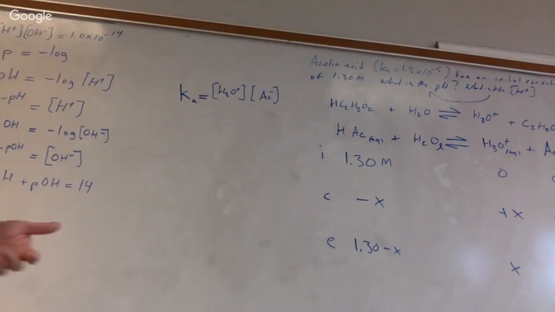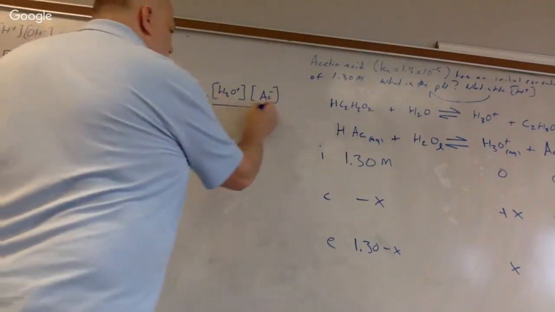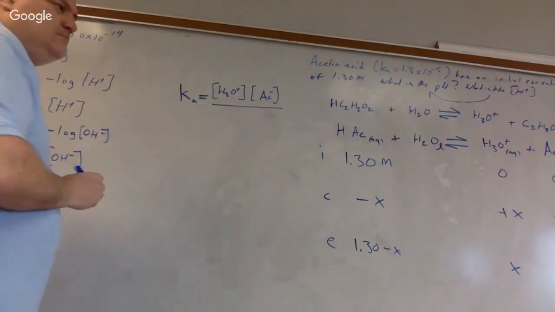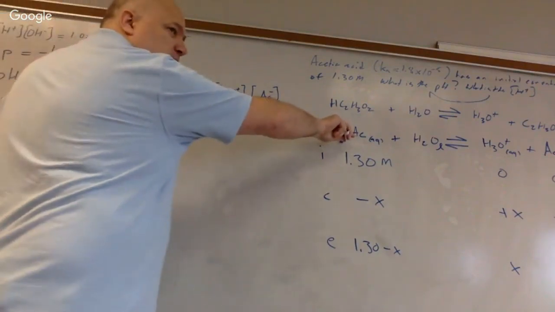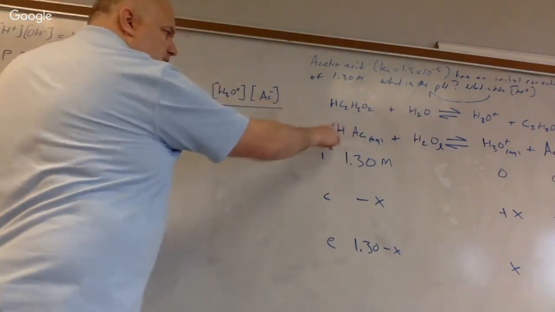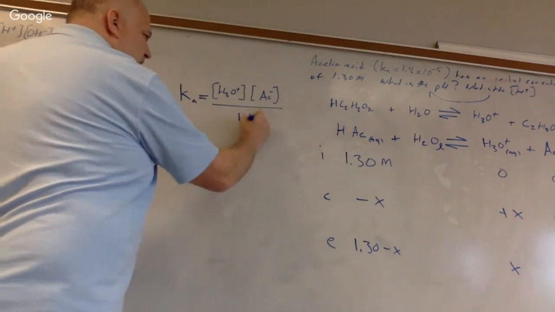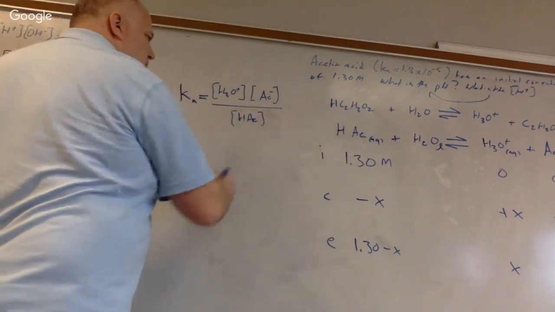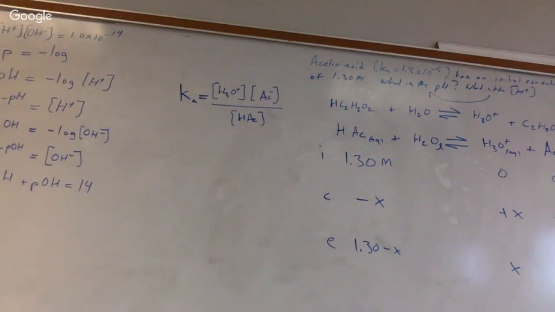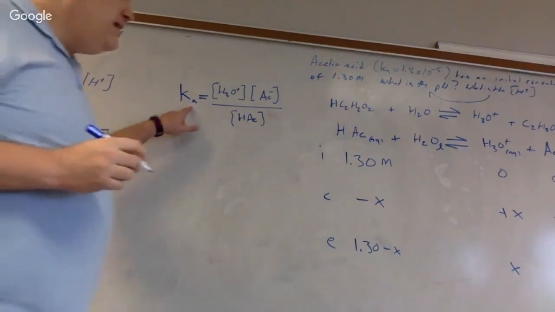And what do I have on the bottom? Isn't this my product? Isn't this my reactant? And isn't there a 1 in front of it? So wouldn't that be HAc raised to the 1? Now, remember at the very beginning of the problem, I gave you the Ka?